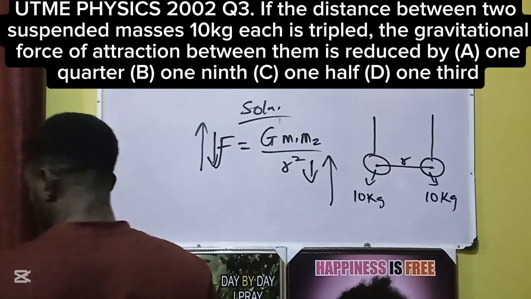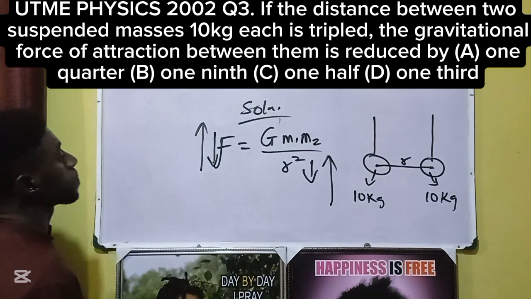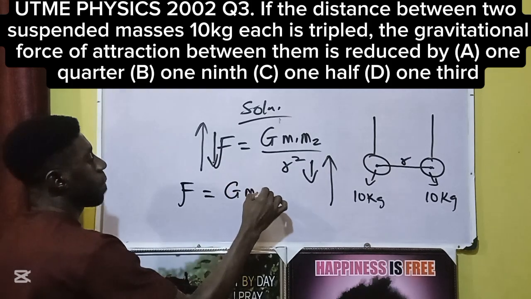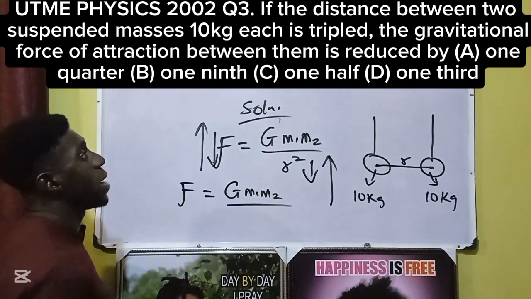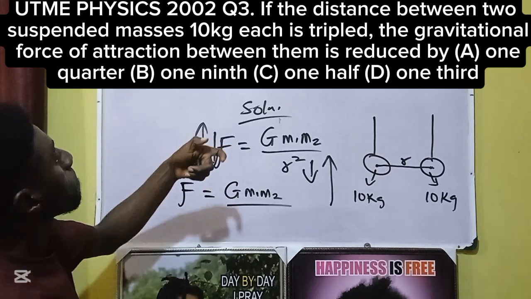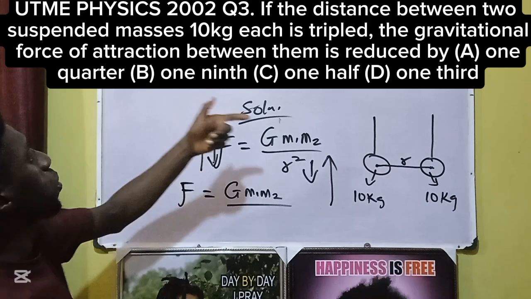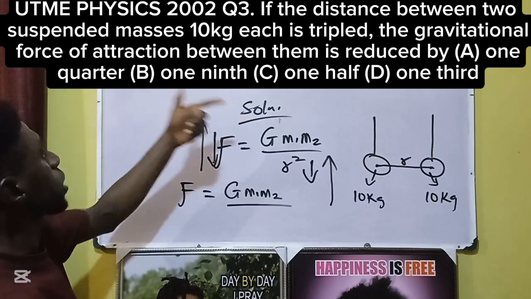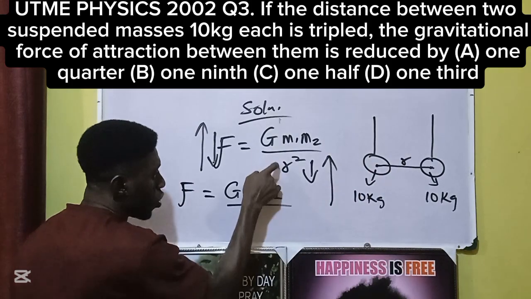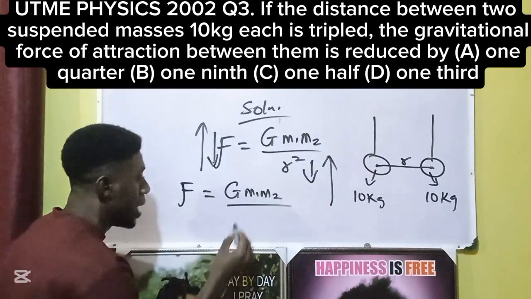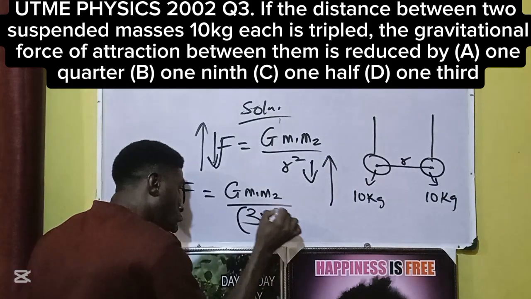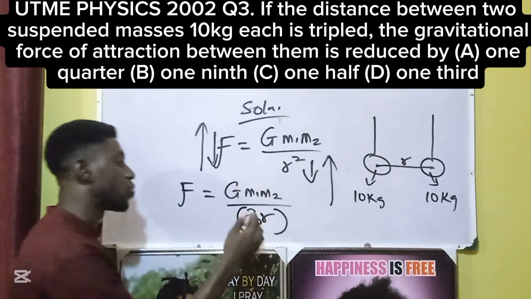So let's solve. We maintain our formula. F is equal to G m1 m2 over r squared. Remember, the question says that the gap is tripled. The distance between the two masses is tripled. This shows the distance. Then see what I'll do in this new equation. I'll go and triple it: 3 times r. The distance is tripled. But recall, Newton gave us a pattern for this variation. It must be squared.